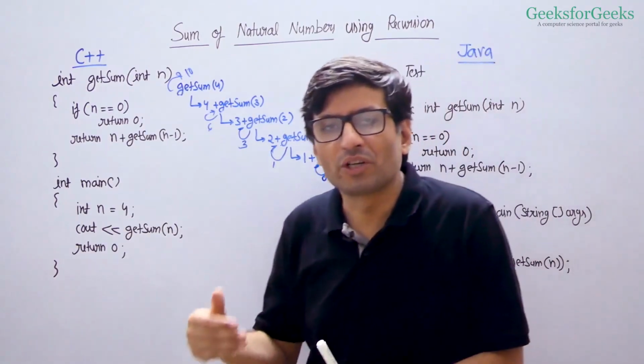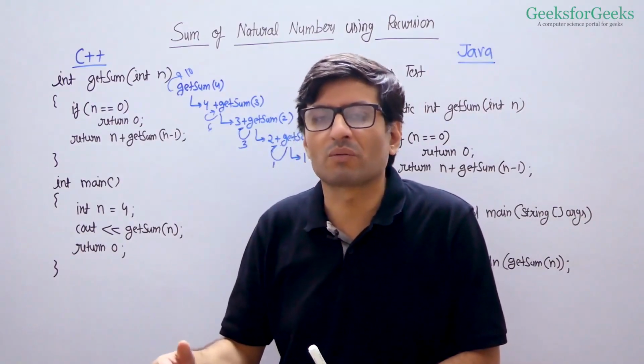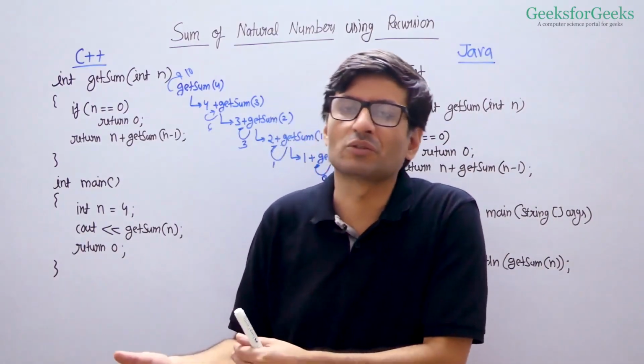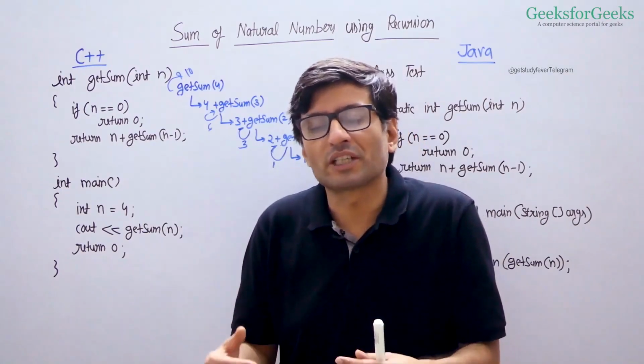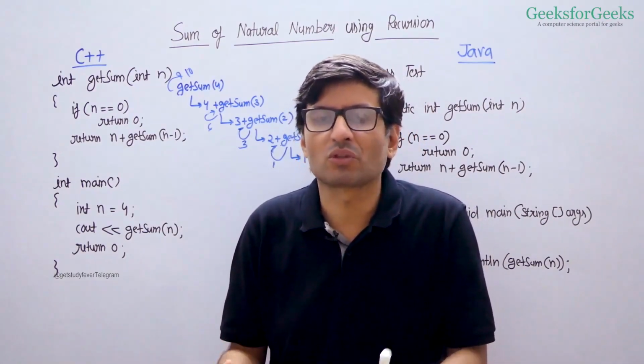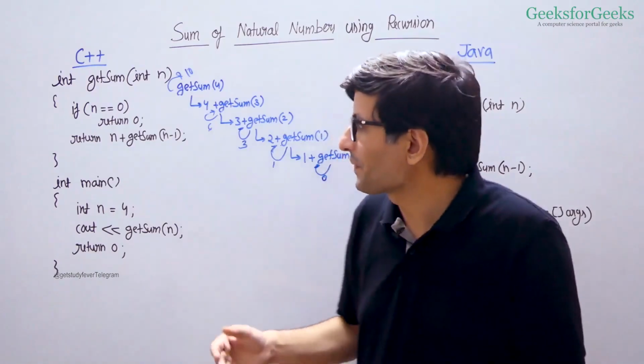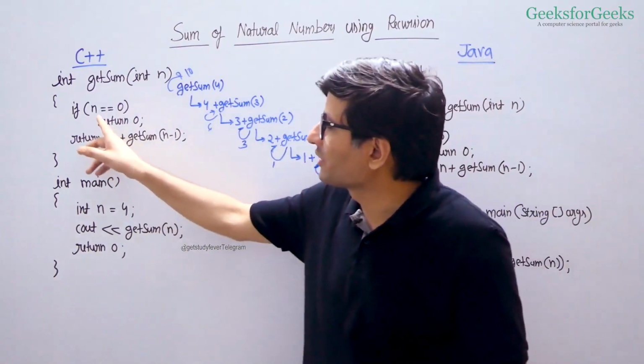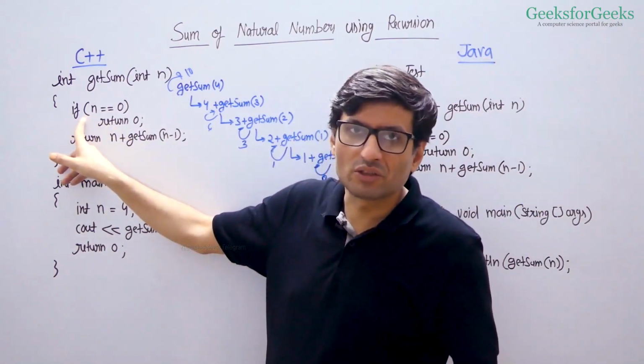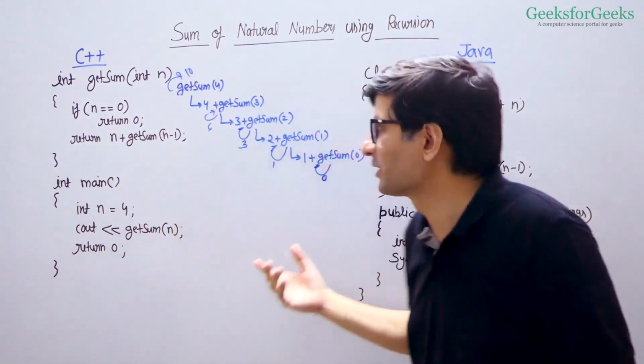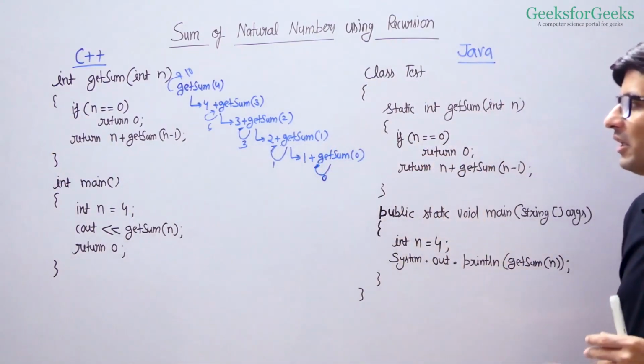So when we are reducing a problem into smaller problem and smaller problem further into smaller problem, there comes a case where we cannot reduce the problem into smaller problems, and those cases are base cases. So 0 is explicitly handled here in this code. We write if n is equal to 0, our answer is 0. Sum of 0 natural numbers is 0. This is the code in Java.